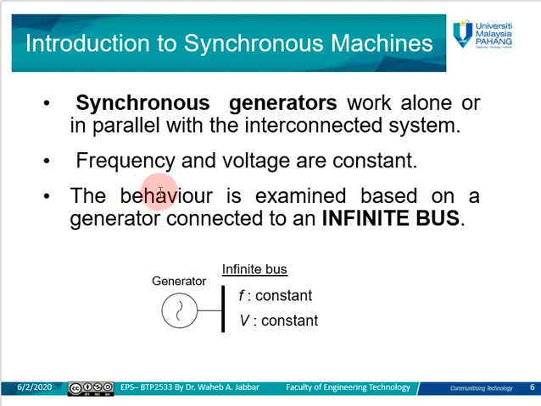So the synchronous generator here, which is the main application of the synchronous machine, can work either alone or in parallel. That means this synchronous generator can run alone, so it can feed some loads separately, individually, or it can be connected to the interconnected system, to the grid. Usually these synchronous generators are used in power plants, in the electrical power system. For example, here TNB has a lot of mini power stations, and all these power stations usually use synchronous generators.